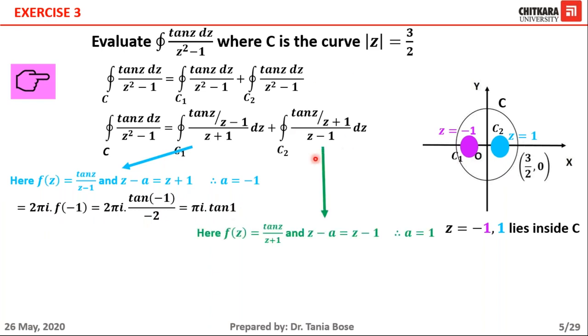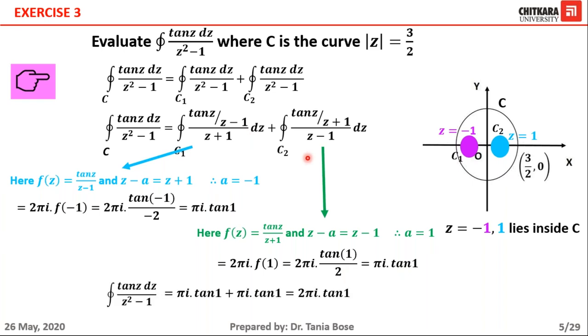Likewise, for the second integral, your function f of z is tan z upon z plus 1 and z minus a is equal to z minus 1. So a becomes equal to 1. And again, using Cauchy's integral formula, the answer is pi iota into tan 1. Now put down both the values in this formula. So your answer becomes 2 pi iota tan 1 for the curve C, right?